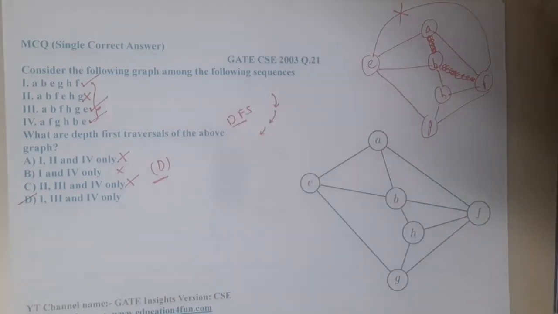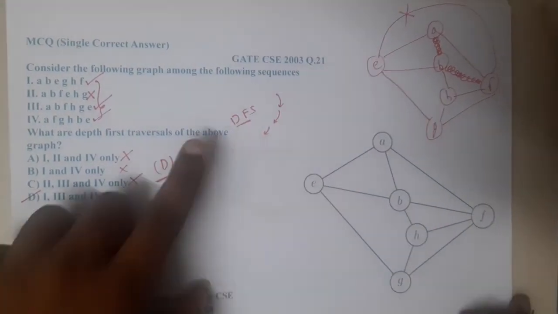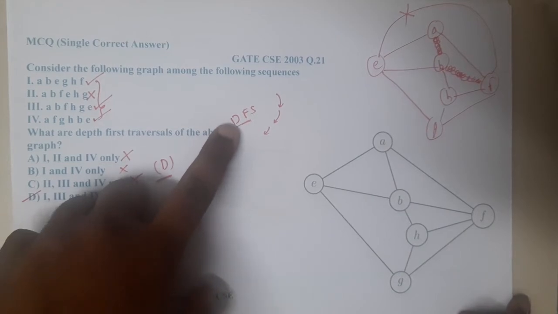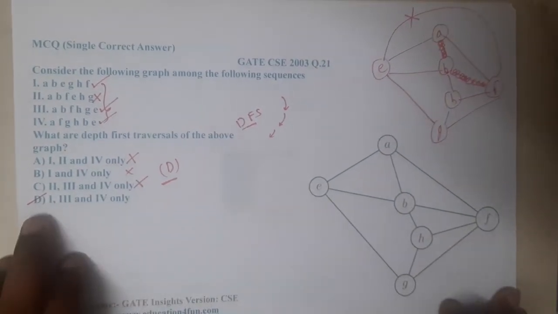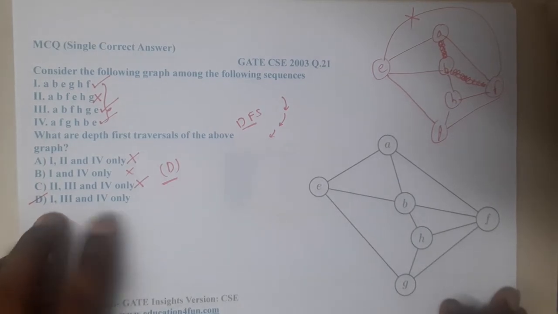If you are not getting the idea about depth first search, please watch the lecture about it, guys. We have discussed it in the course section, so please watch it. I hope everyone got a clear idea of how D is the correct answer, like 2, 3, 4 are valid.